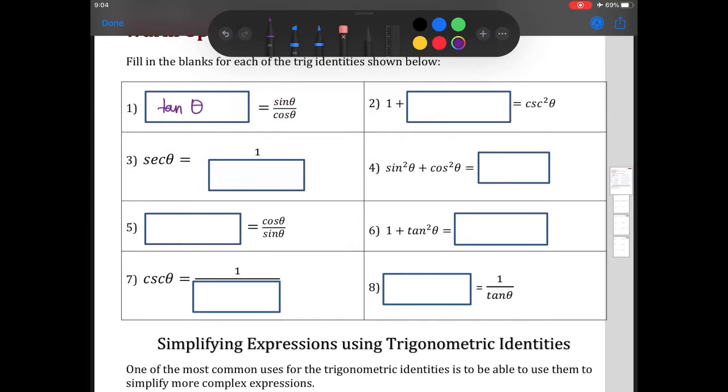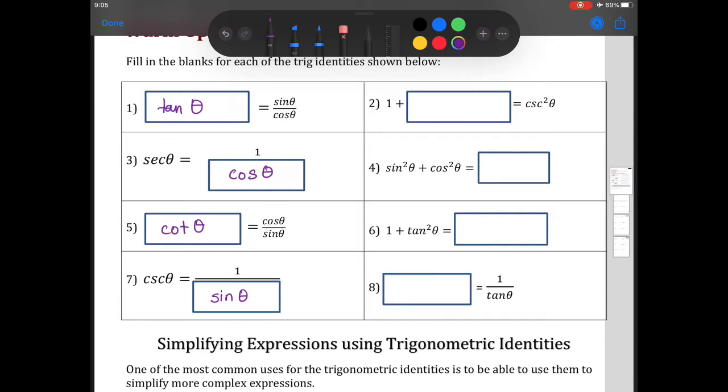Oh, it is. Tangent theta. Secant theta is what? It's the reciprocal of cosine theta. Tangent is sine over cosine. So cosine over sine will be what? Cotangent theta. And cosecant theta is 1 over sine theta.